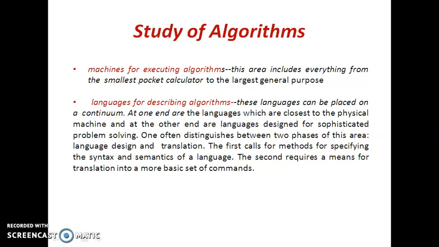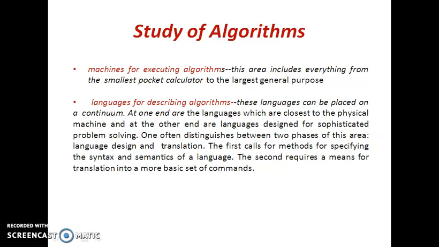So depending upon that, the algorithm's execution time will be modified, or the execution time will change. Suppose the same algorithm on a supercomputer executes in milliseconds. On a normal computer it executes in seconds. At the same time, when that same algorithm is executed on a calculator, it takes a very huge amount of time. So once we create the algorithm, on which type of machine is that algorithm executed? So machines for executing the algorithm, this is the first area.